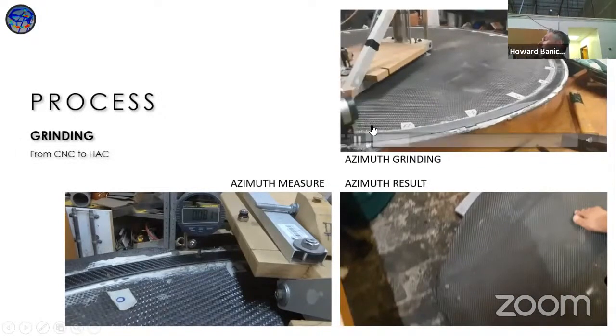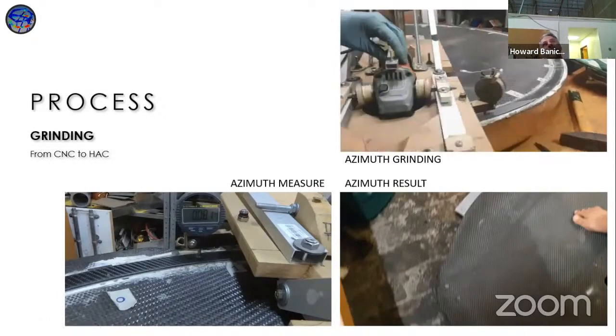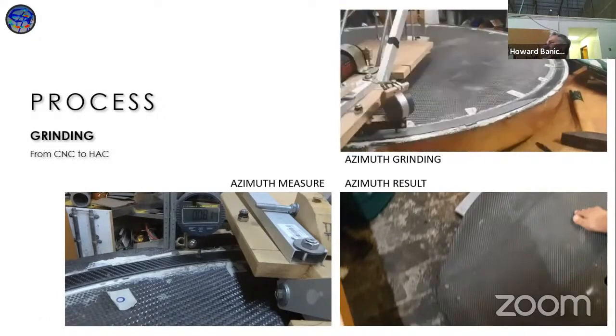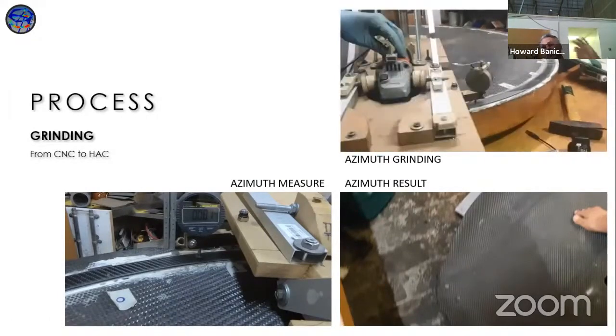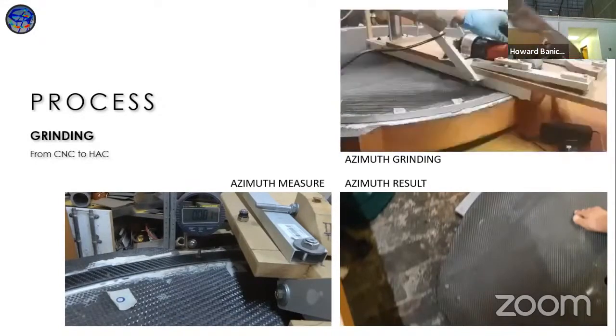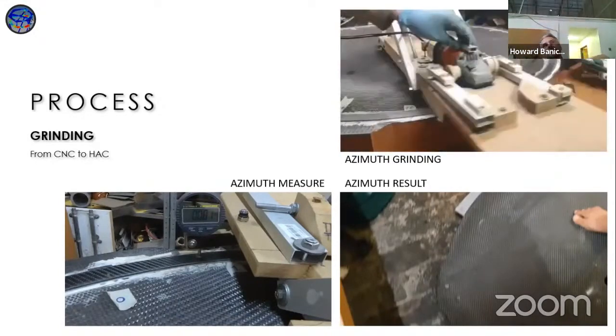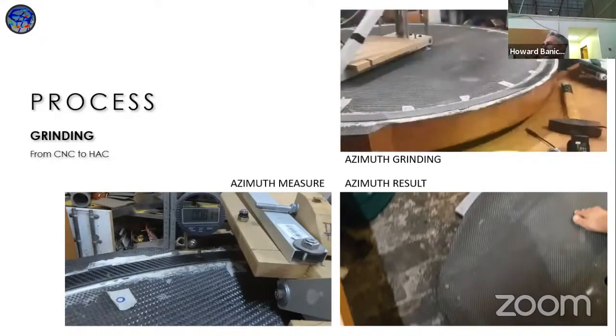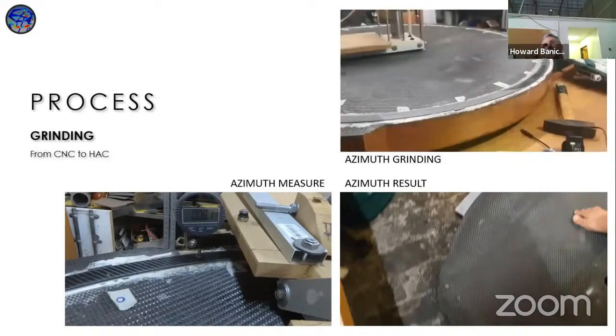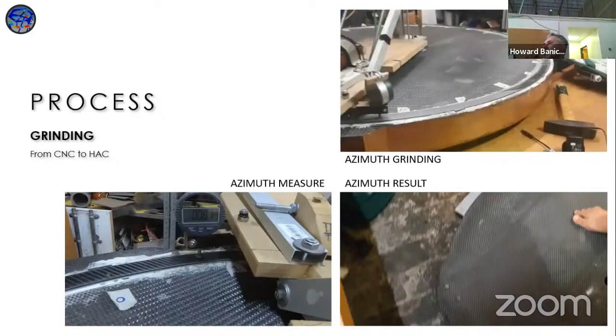So the noise is annoying. It was very annoying also when I was working. This just gives an idea of what you do. It just starts going around, not putting any kind of pressure, just letting the diamond cup grind the carbon fiber away. And you see here that this part is ground and this is not. So you keep adjusting with two silly screws so that you have a height adjustment.